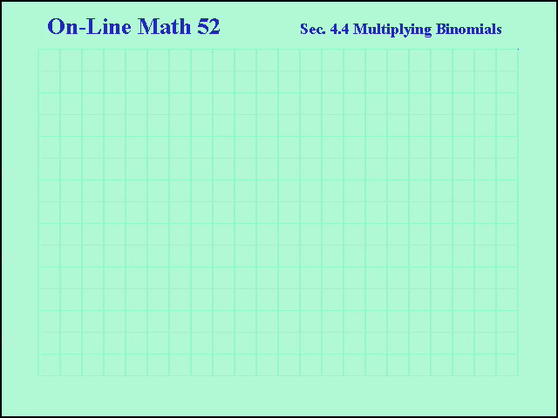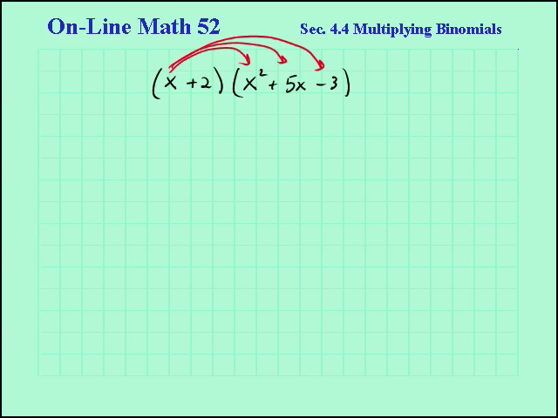Today we're discussing section 4.4, Multiplying Binomials. I'm going to give a brief introduction though about multiplying polynomials in general like we did in section 4.3, and I'm going to take a simple polynomial like x plus 2 and multiply it by a trinomial, say x squared plus 5x minus 3. And as I do, I'm going to remind you that we distribute the x through to each one first, and then we'll distribute the positive 2 through to each of these three terms.